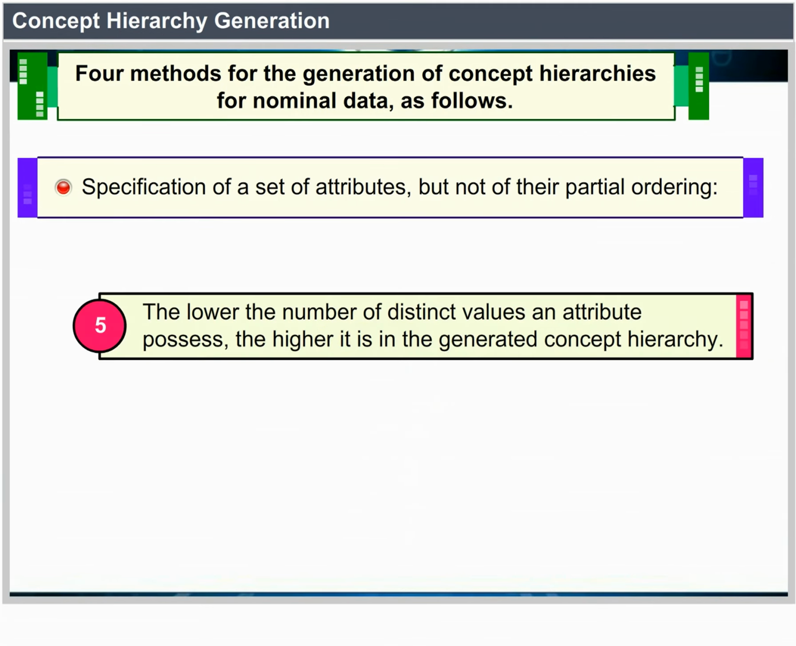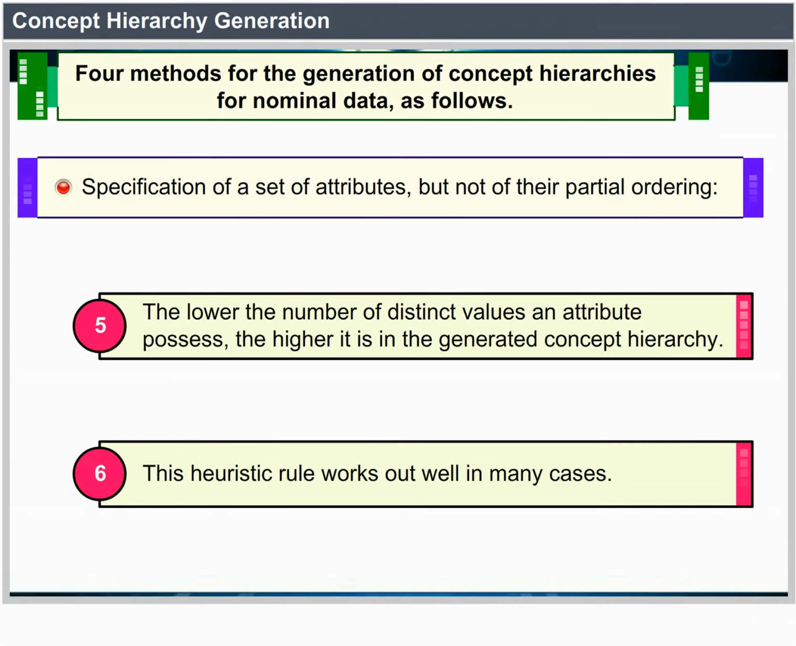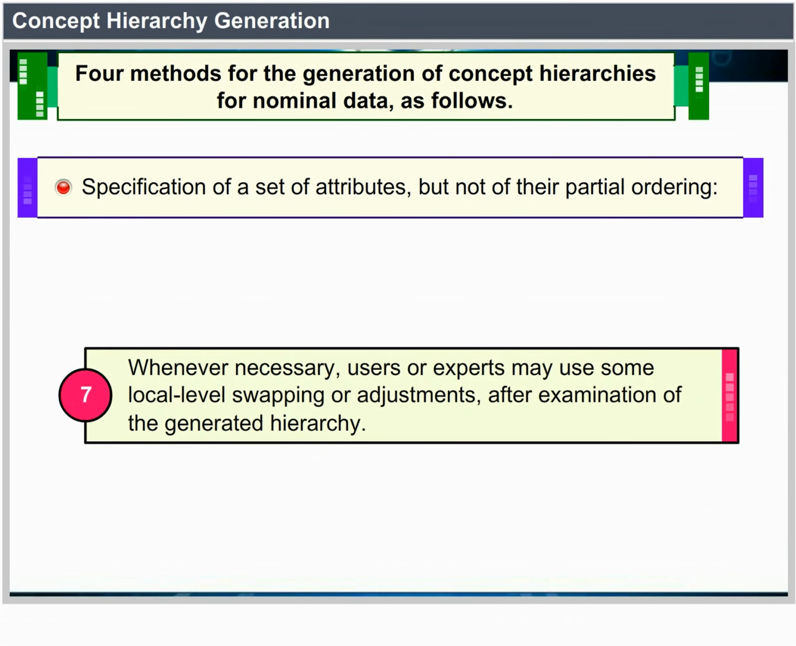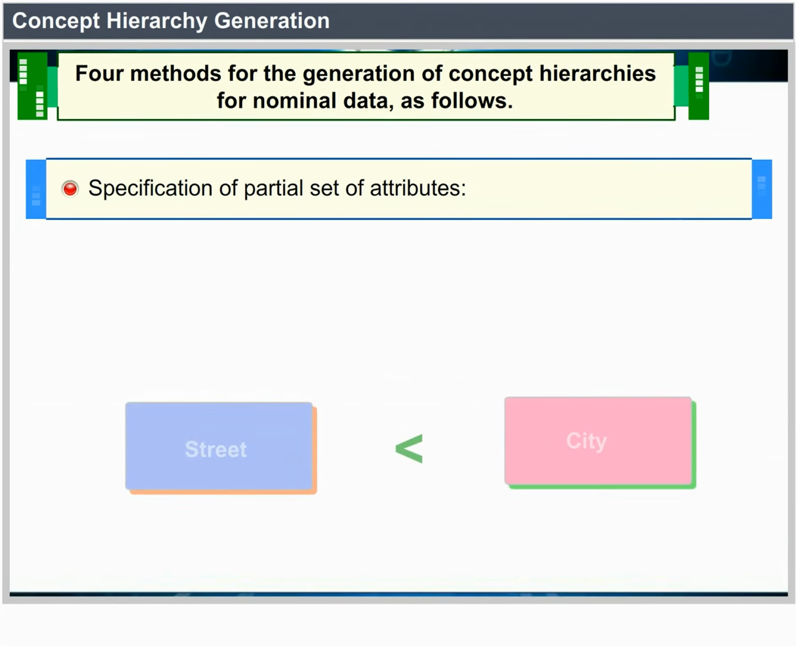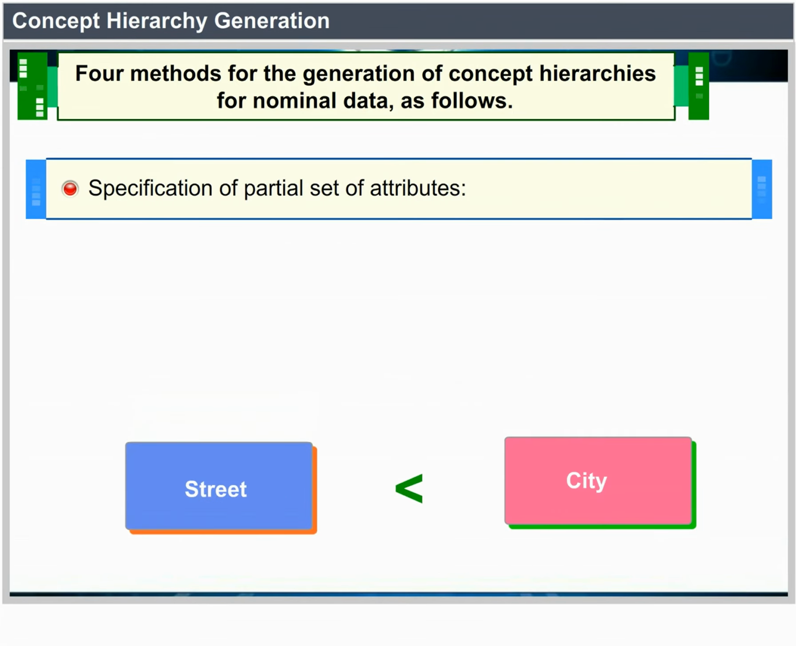The lower the number of distinct values an attribute has, the higher it is in the generated concept hierarchy. This heuristic rule works well in many cases. Some local level swapping or adjustments may be applied by users or experts when necessary after examination of the generated hierarchy. Specification of only a partial set of attributes.